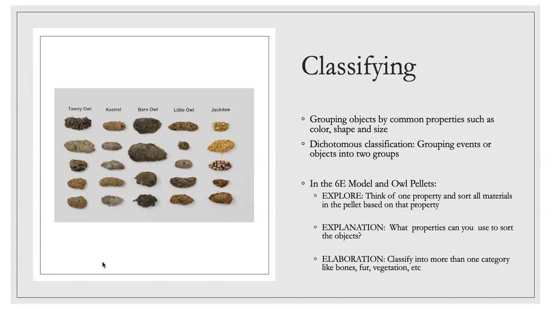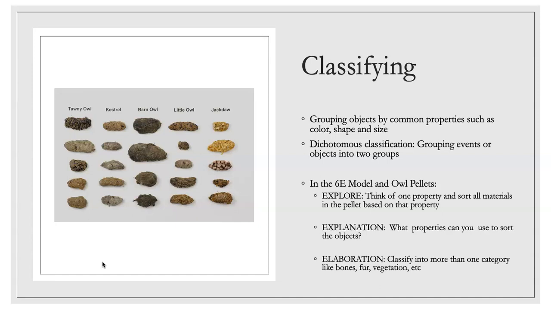Maybe that property is hard, and then they take all the hard stuff and put it in one pile. And then your explanation could be, what properties can you use to sort the objects? Like, why did you pick that one? What other properties could you pick? And then sort that pellet using those properties.